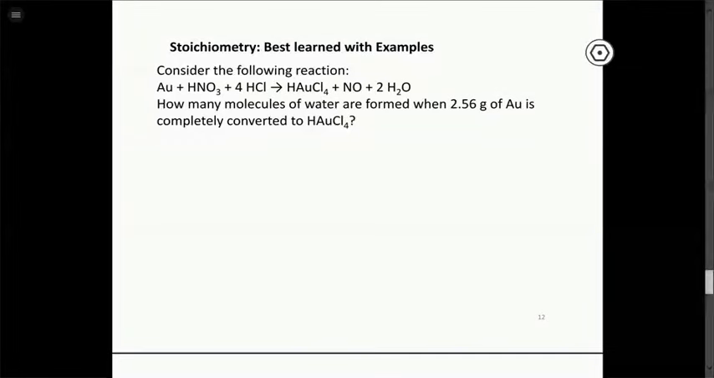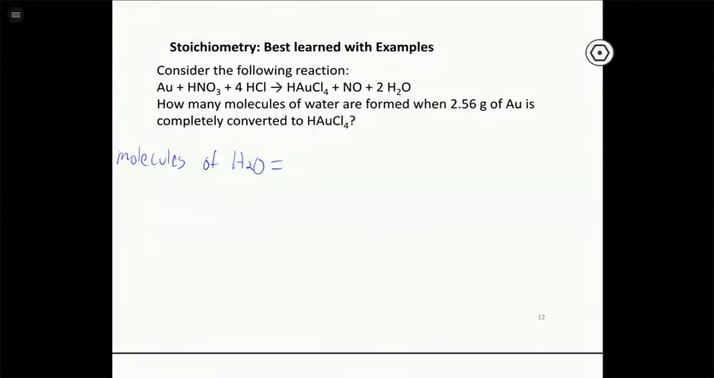All right, so for these types of problems, start with what you're looking for. We're looking for the molecules of water, the number of molecules of water. And we're going to start then with our given amount, which is the amount of gold. So we're told that we're reacting 2.56 grams of gold, and we want to know how much water forms when all of those 2.56 grams are converted into the products.